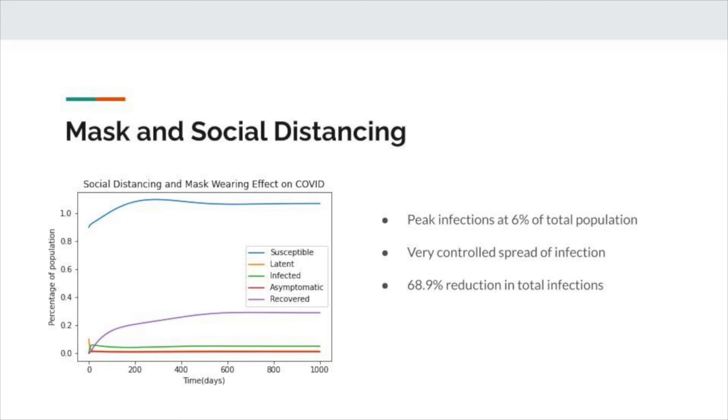Lastly, we have a plot of the population utilizing both mask wearing and social distancing. Here you can see the infected population is very negligible compared to prior plots, with the peak infections being at only around 6% of the total population. You can see that the virus is much more controlled over the 1,000 day period and will likely not be a big issue in the population. And there is a 68.9% reduction in total infections compared to the no restrictions model.